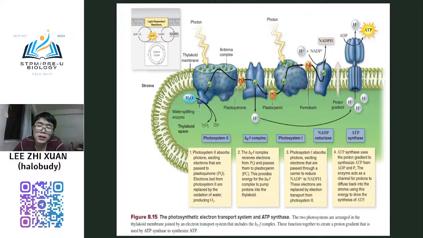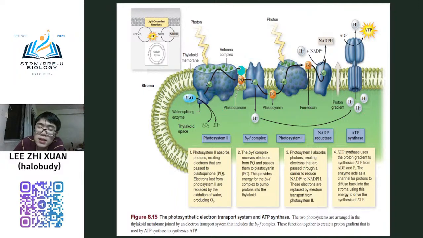So normally this one is the more detailed one. It will involve all the cytochrome complex. This one is PS2, and this one is PS1, right? This PS2, this PS1. And then this one is the cytochrome complex. And then this one is NADP reductase.